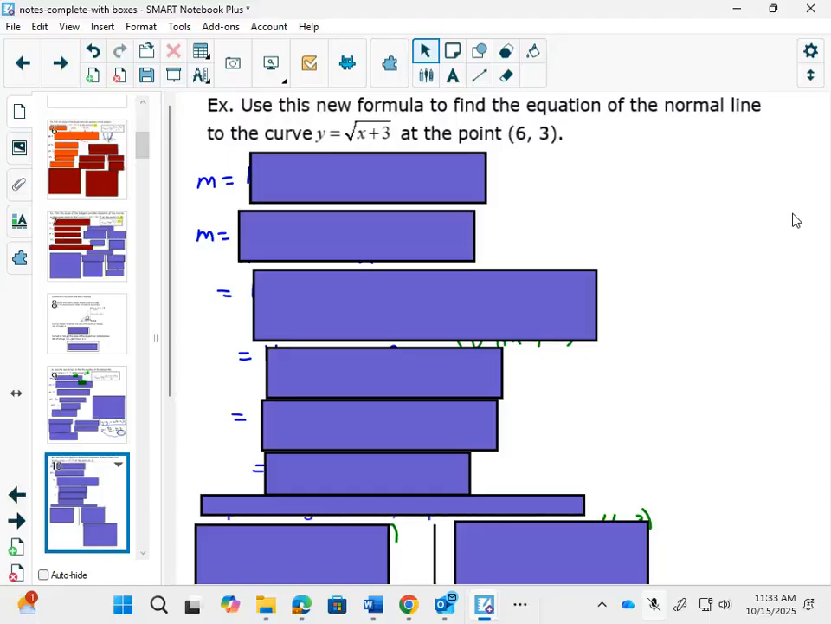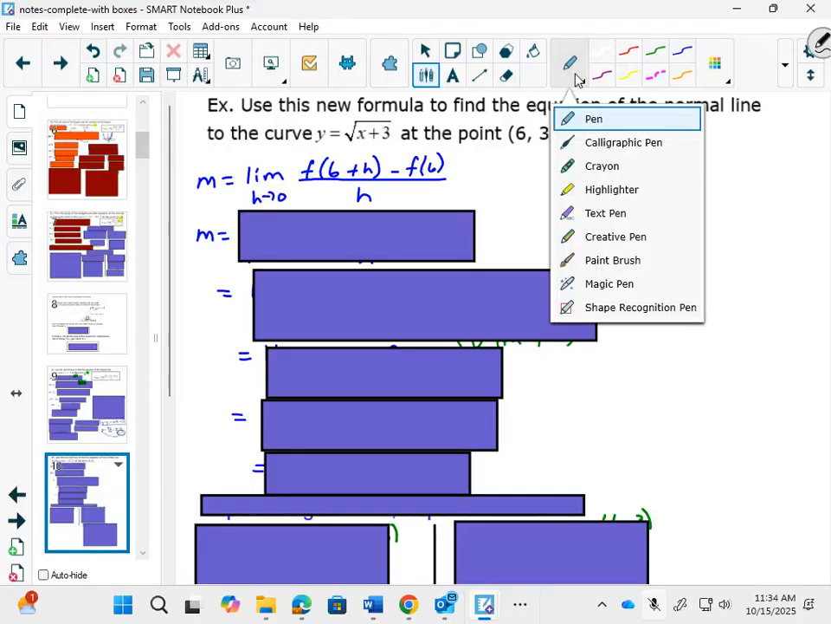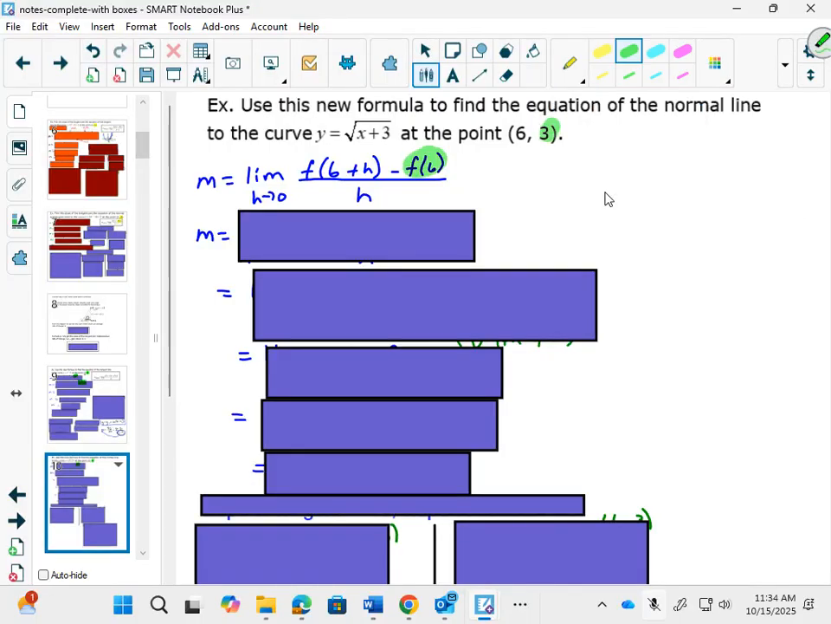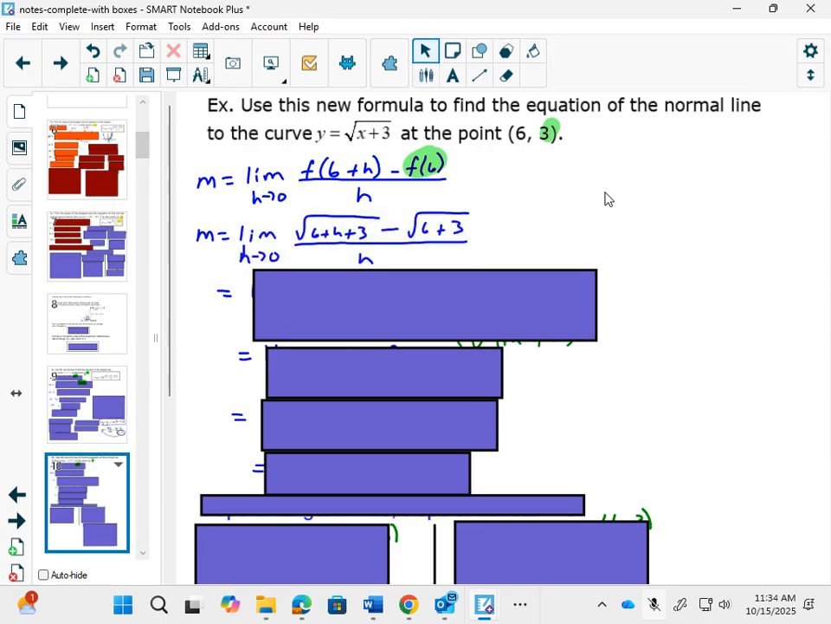So again, limit as h goes to 0, and we're finding it when x is 6. So we would have f of 6 plus h minus f of 6. Of course, f of 6 will be 3. But I plug things in, substitute the 6 plus h in for the x, and I get square roots. Because this is going to be square root of 9 plus h minus 3 over h.